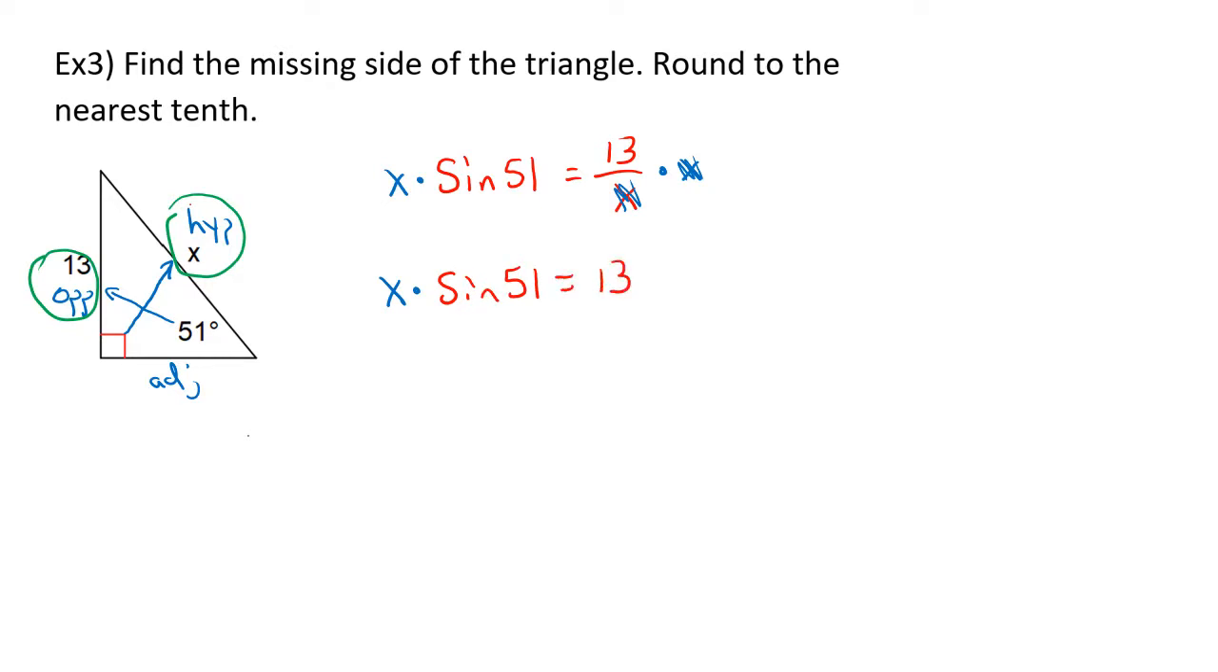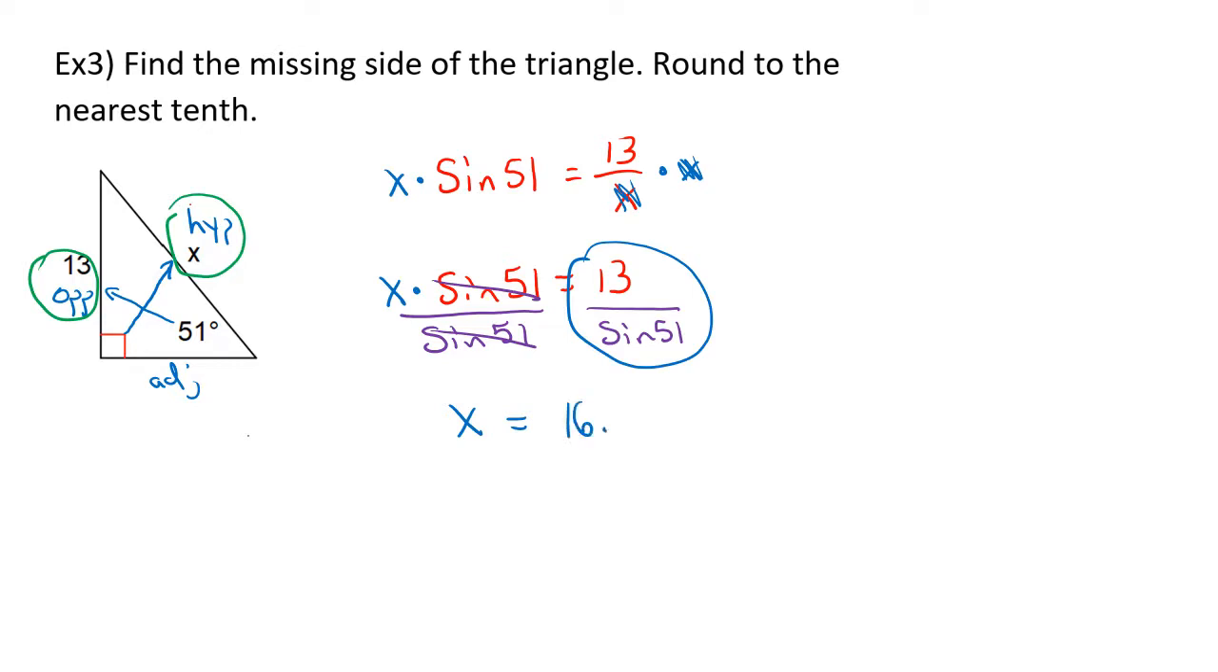51 equals 13. x is not by itself yet, so we're going to have to divide by sine of 51, not 51, but sine of 51. Those are going to cancel out, so you're going to have x equals, and then we're going to type this into the calculator. So we're going to type in 13 divided by sine 51, hit enter, and you're going to get 16.72. It asks us to round to the nearest tenth, so this number is lower than a 5, so it's just going to be 16.7 for our side.